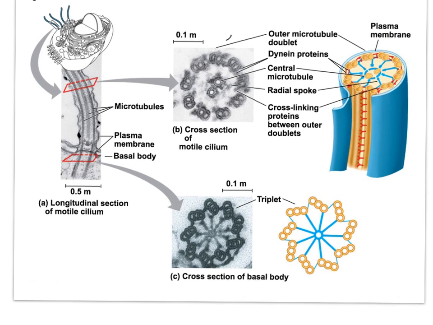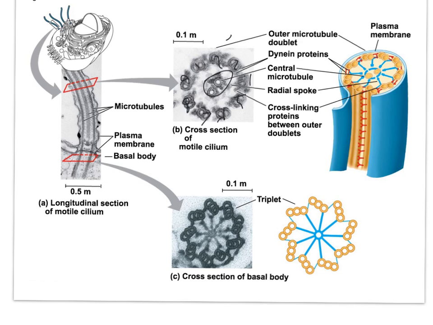So here's the structure. Here's your 9 doublets, right? 1, 2, 3, 4, 5, 6, 7, 8, 9, plus the 2 in the middle. That's your central microtubule. You see here, they are attached to the central microtubule by other proteins. So your doublets are attached, and then you have these other proteins that attach the doublets to each other. That attachment is important for the movement. The motor protein is going to change shape and cause the movement of the cilia and the flagella one way or the other.